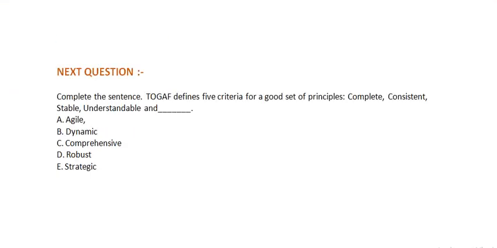Next question is, complete the sentence. TOGAF defines five criteria for a good set of principles: complete, consistent, stable, understandable, and... Option A, agile. Option B, dynamic.